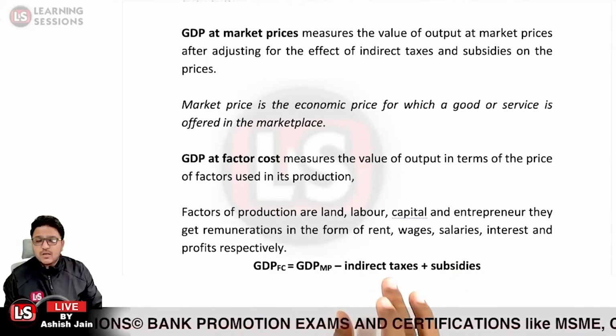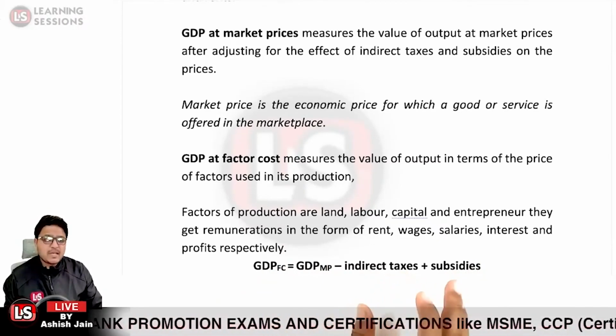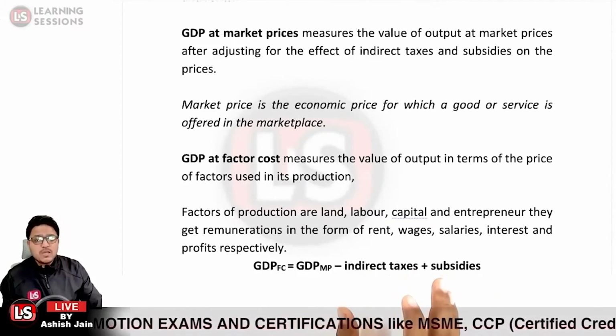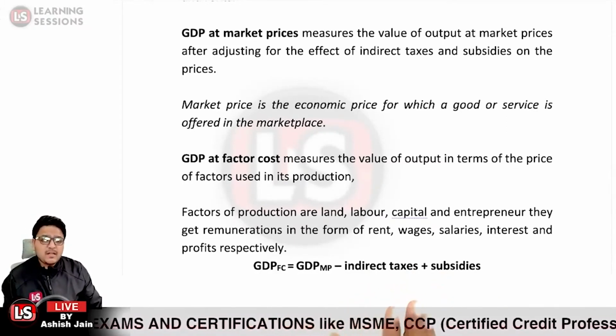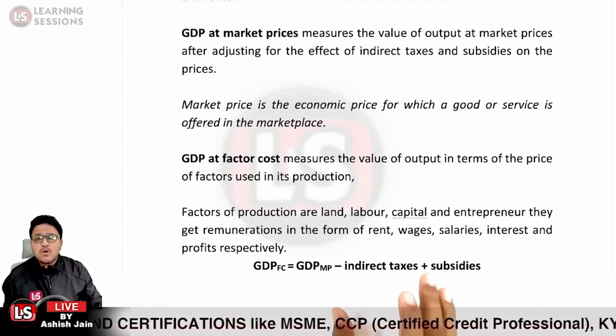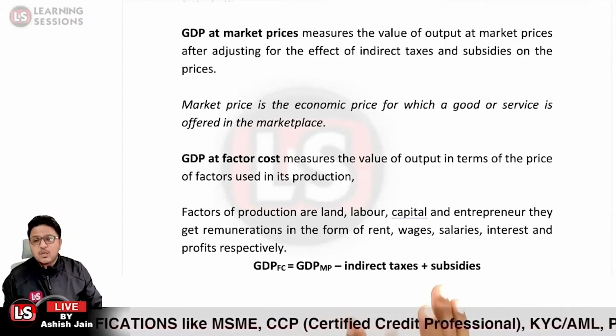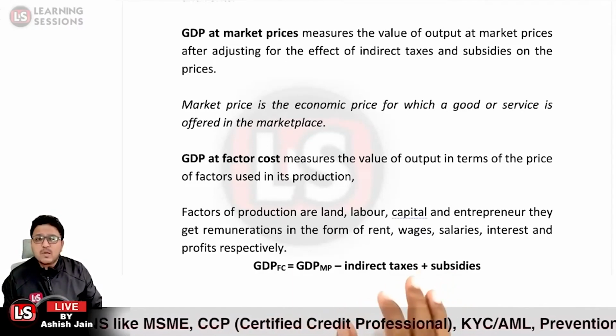Okay, so the factors related to production are land, labor, capital, and entrepreneur. They all get remuneration in the form of rent, wages, and salaries. So those all are considered. That is basically related to whatever amount of income has been earned by them.